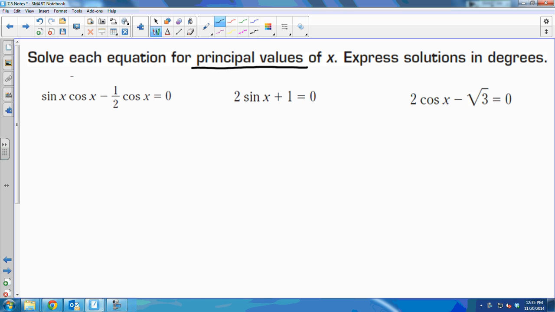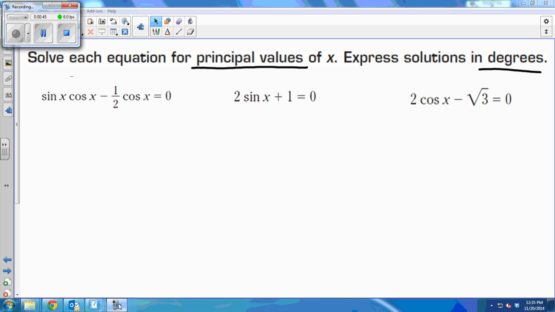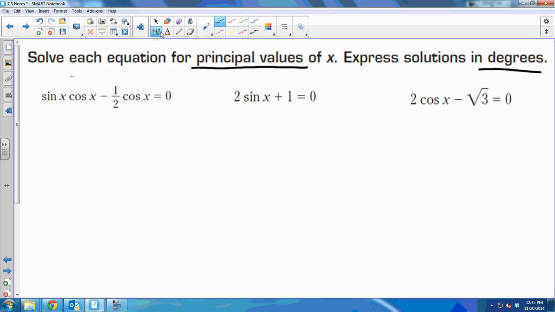This one says to solve each equation for the principal values of x. Express your solutions in degrees. On the first one, let's skip it and come back to it. The other two are really easy. So let's start with 2 sine x plus 1 equals 0. How do you solve that?